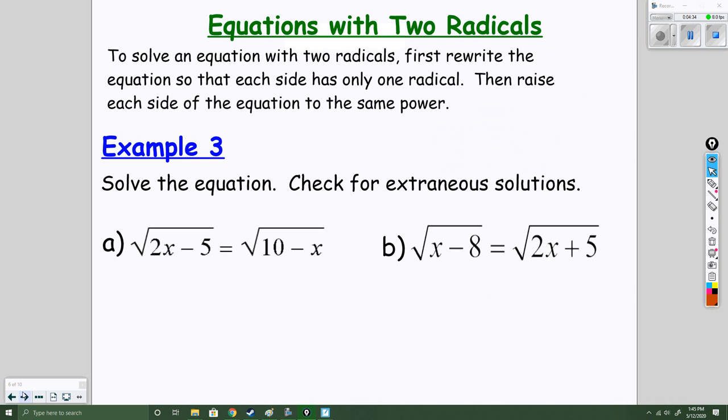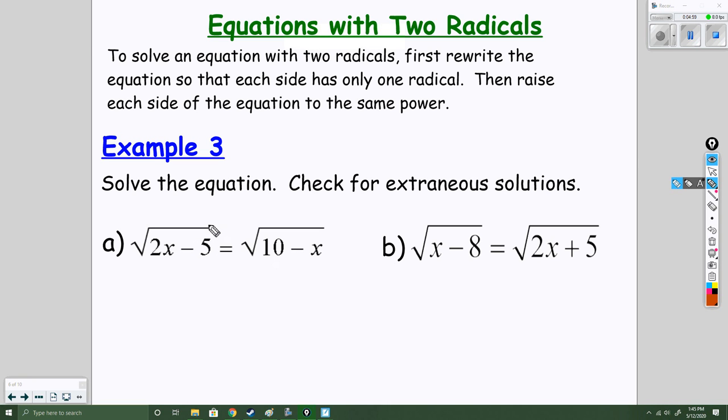All right, now moving on to equations with two radicals. So to solve equations with two radicals, we want to first rewrite the equation so that each side has only one radical, so one radical on each side. Then raise each side of the equation to the same power that would get rid of those radicals, and then just solve from there and check for extraneous solutions. All right, so we already have that first step done.